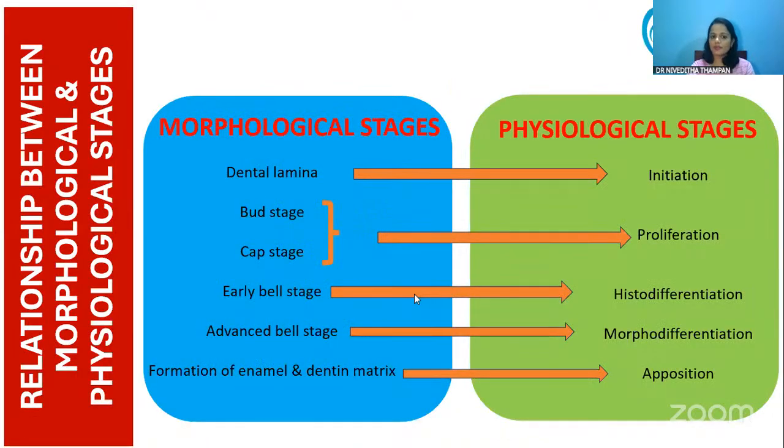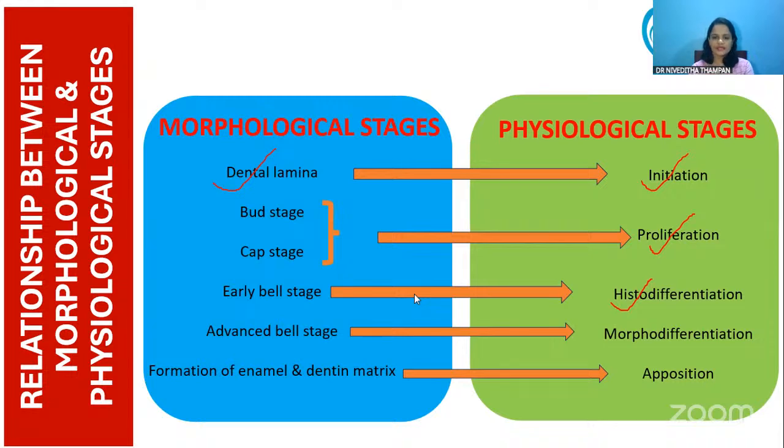But yes, the formation of dental lamina is related to the initiation stage. The bud stage and cap stage are related to the proliferation stage. The early bell stage is related to histodifferentiation. Only in the advanced bell stage will we be able to see morphodifferentiation. And the enamel and dentine matrix, that is the hard tissue formation, is mainly happening in the apposition stage. So this is how the morphological stages and the histophysiological stages are related.